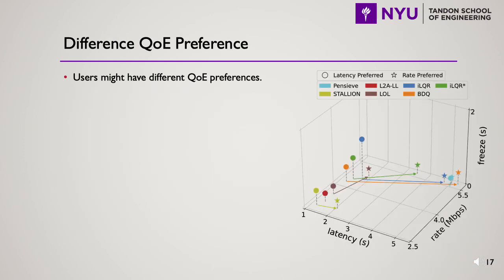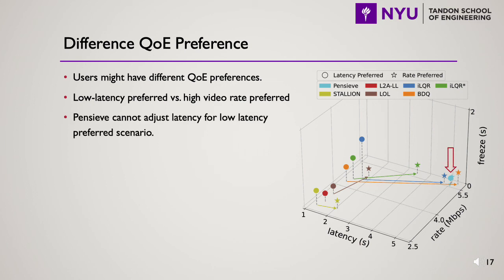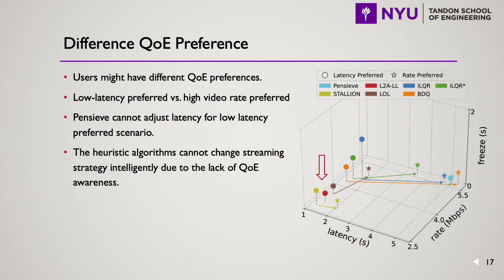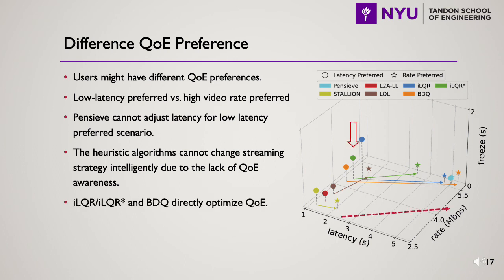As users have different preferences, we compare the algorithms under two QoE settings, low latency preferred and high video rate preferred. Pensieve can't adjust the latency for low latency preferred users due to the lack of playback speed control. The heuristic algorithms like Stallion and L2A cannot change streaming strategy due to the lack of QoE awareness. While looking at iLQR and BDQ, we found that strategy can be adjusted in different scenarios to optimize QoE.